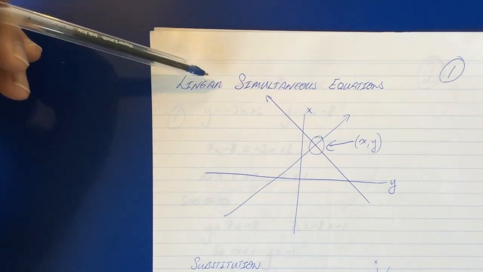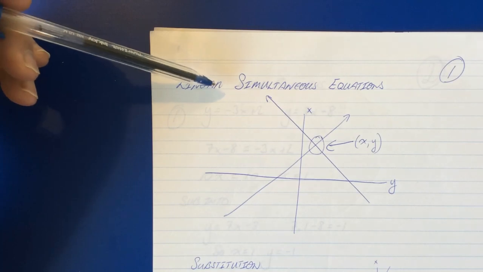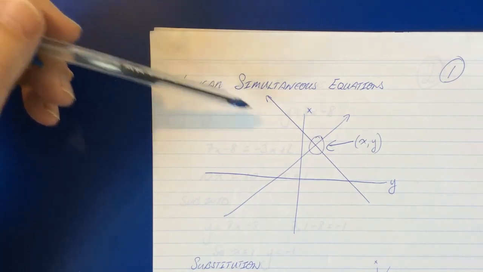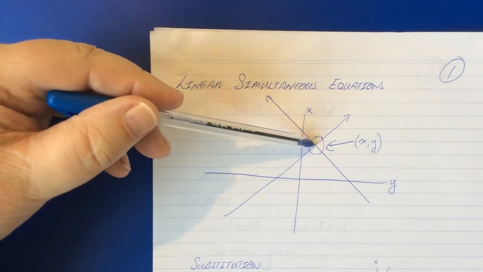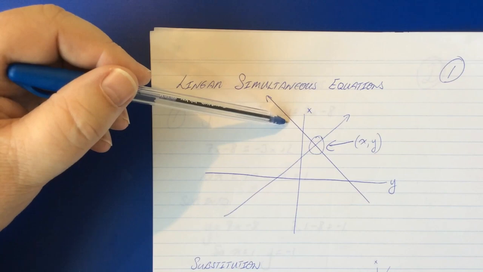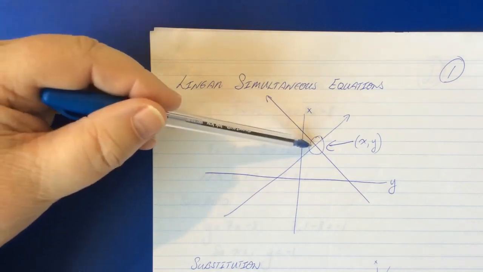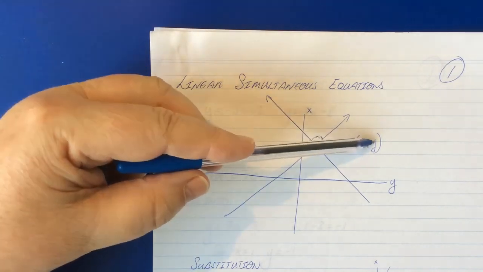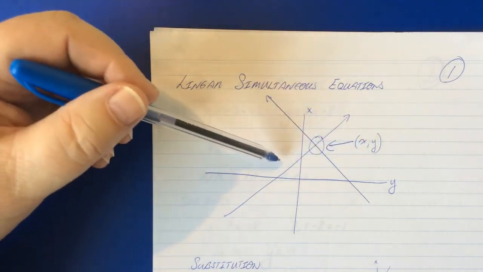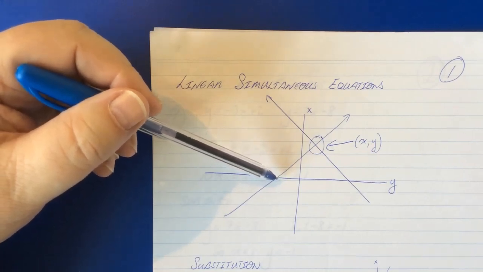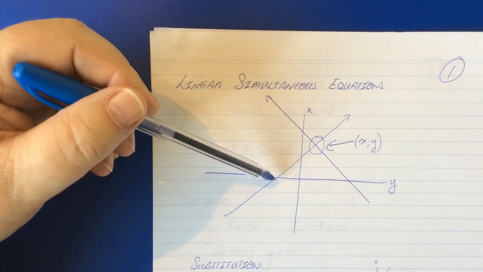Just so that you have a really clear idea of what we're looking for, we're looking for the coordinates of the point at which two linear graphs meet, their point of intersection, which will be a single pair of coordinates, x and y. And that's all there is to it, he says casually.